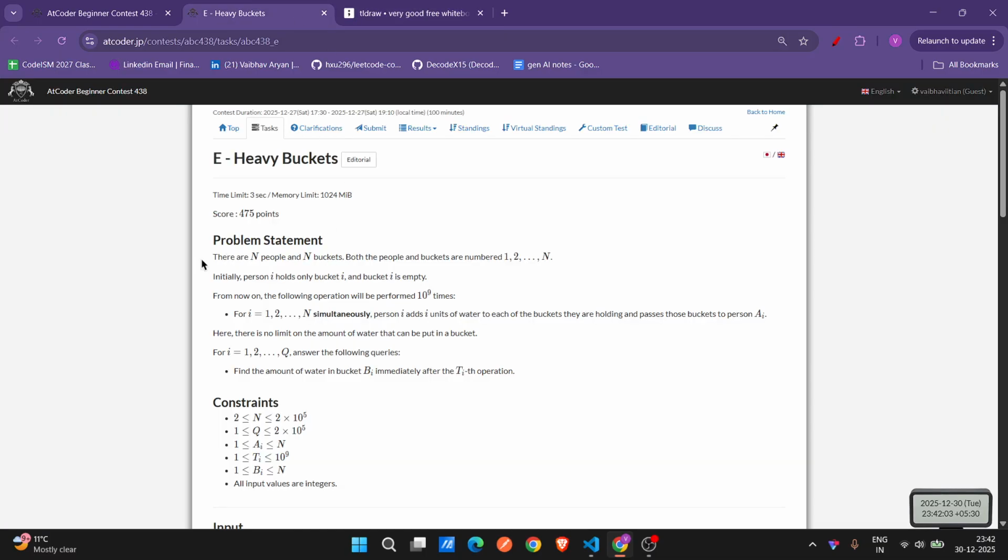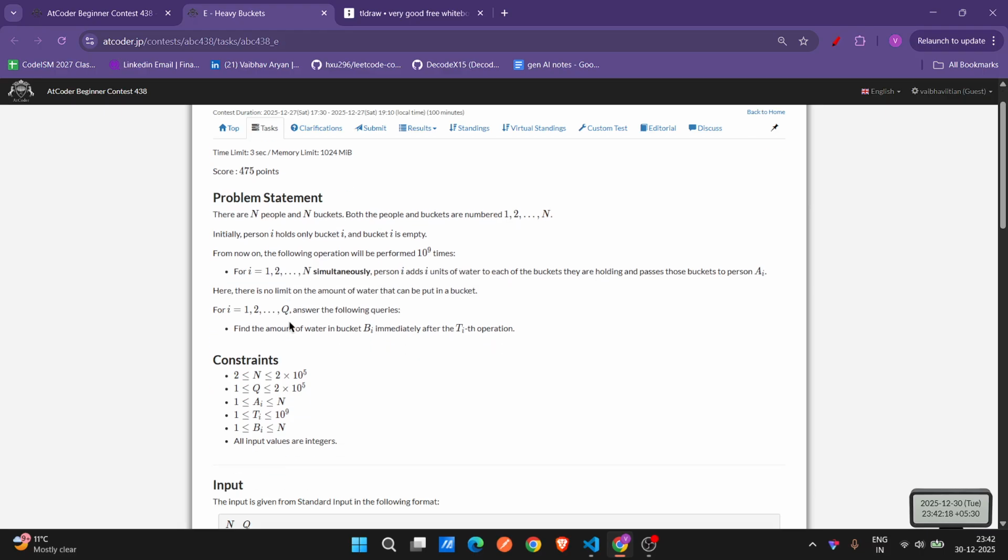So the problem is, you have n people and n buckets. Person i holds only bucket i, and bucket i is empty. From now on, the following operation will be performed 10 to the power 9 times, which is quite long. For i equals 1 to n, simultaneously person i adds i units of water, and a lot of stuff. I'm explaining the problem. Okay.